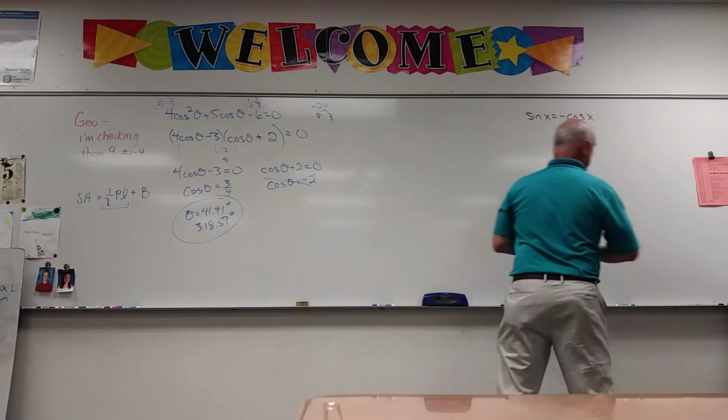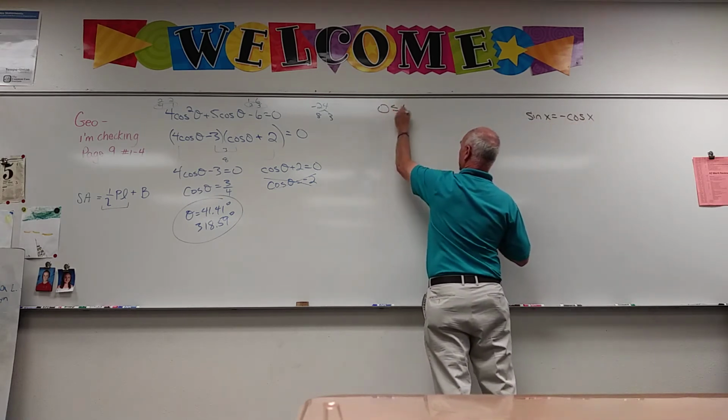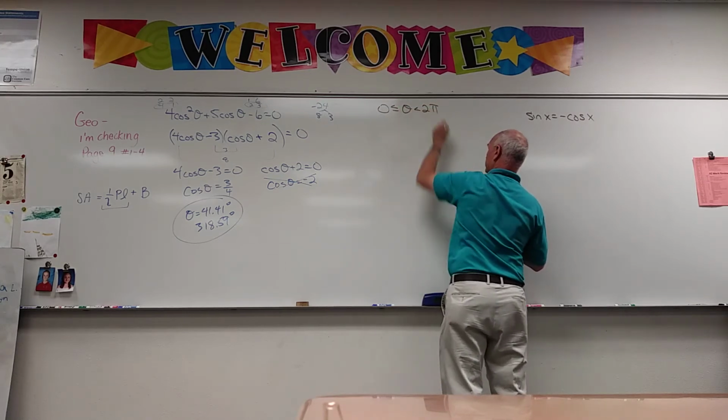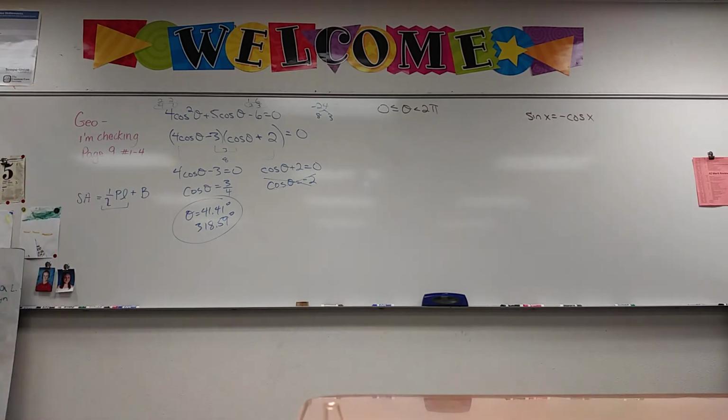For the rest of class, our answers should all be in the interval of 0 to 2 pi. Okay? All right. So we're on the far right there. We say sine of theta equals negative cosine of theta.